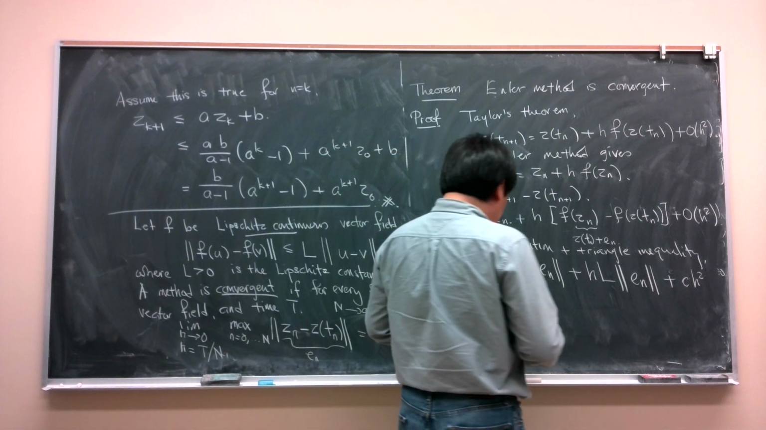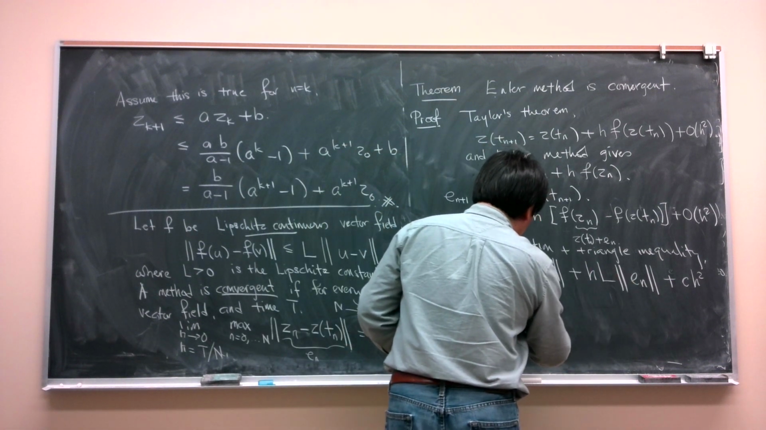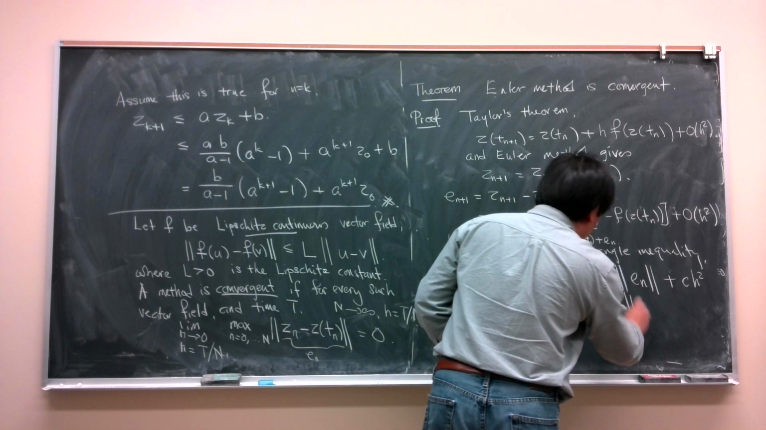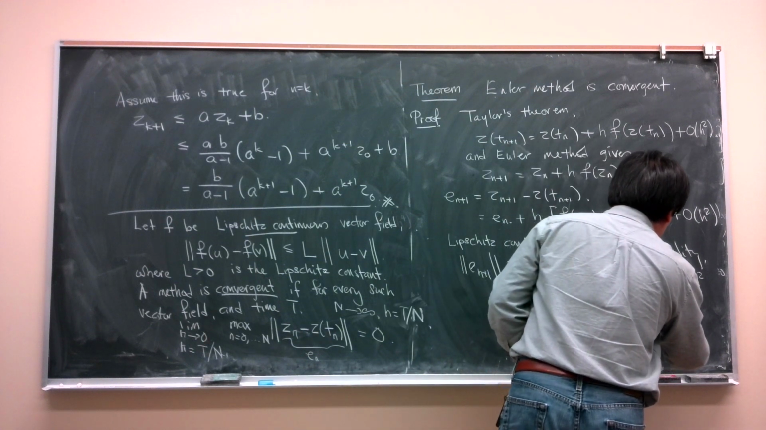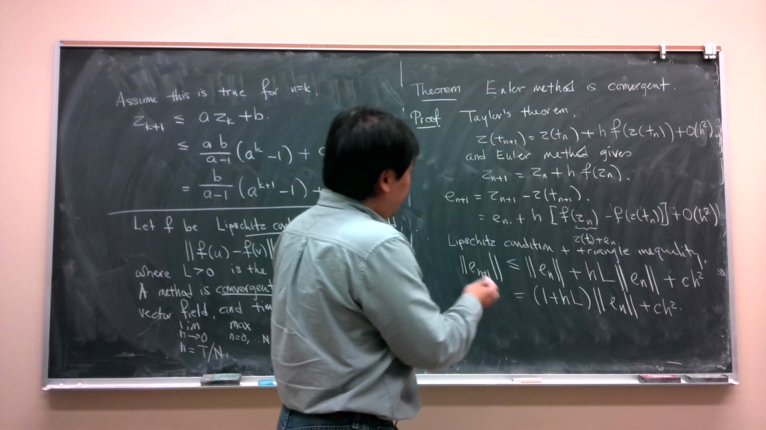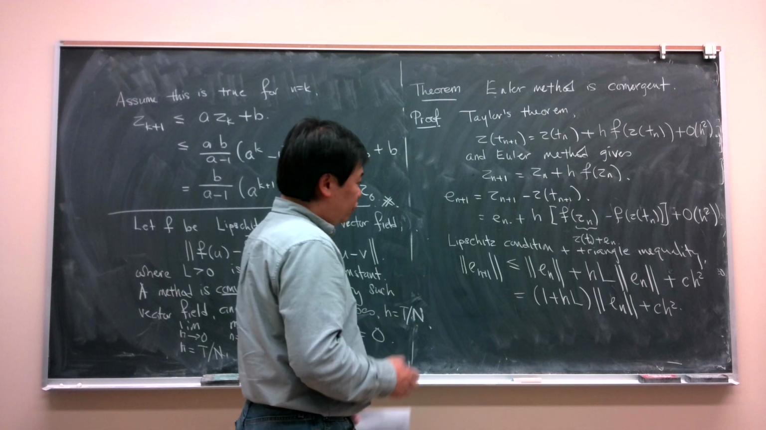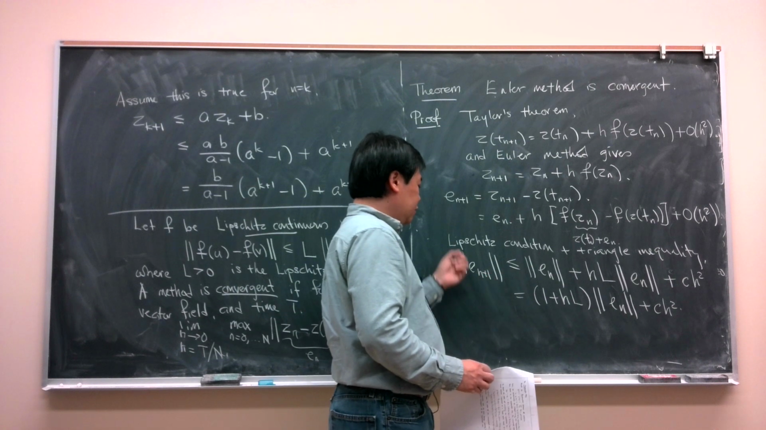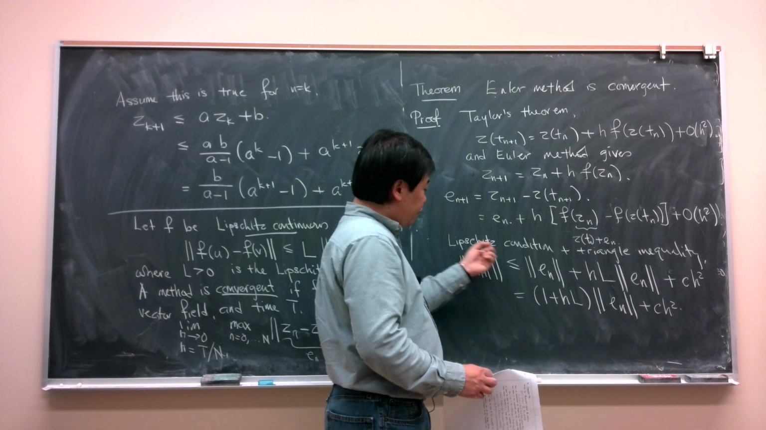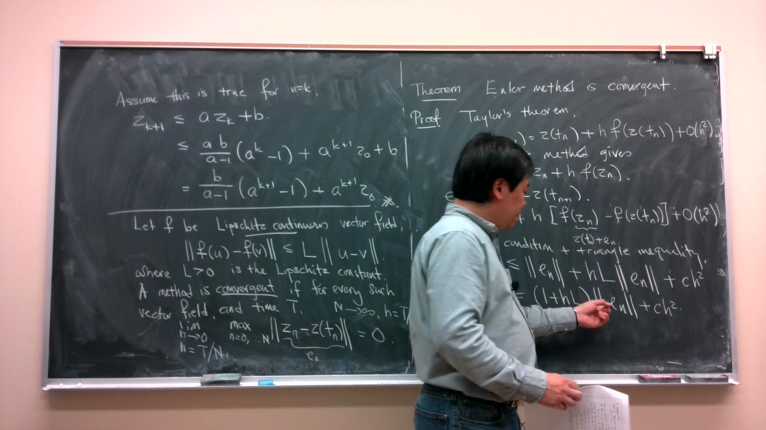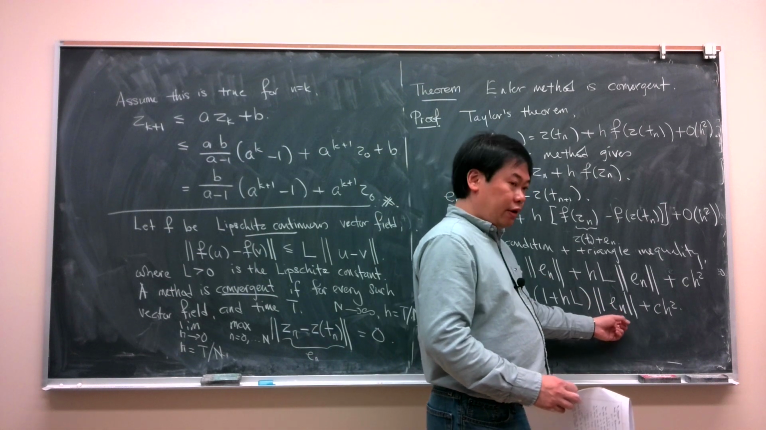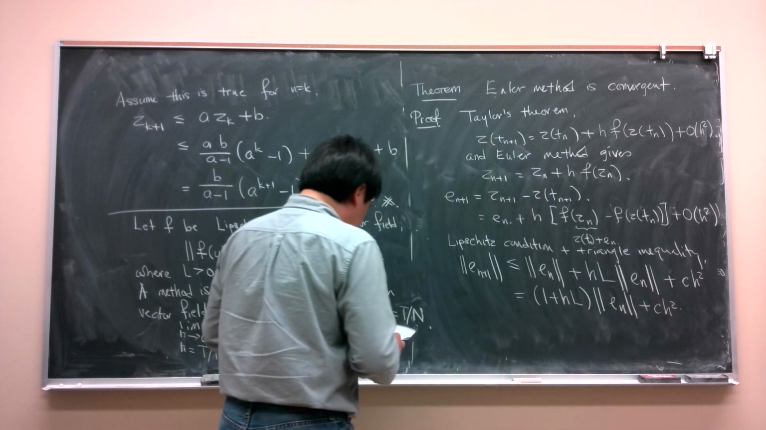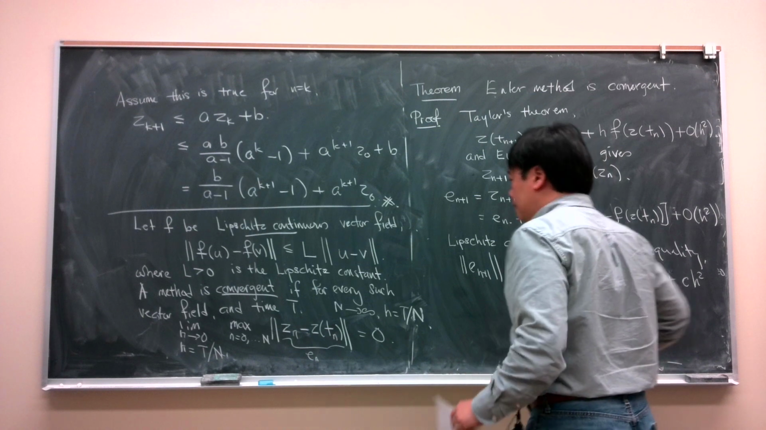So what you end up getting then, I can combine these two terms. This is equal to (1 plus hL) times the error at the nth stage, plus C h squared. All right, so now we're exactly in the form which we want. This is the form which we had in the discrete Gronwall lemma: the global error at the new time is equal to some multiple of the global error at the previous time plus some constant term. Okay, so now you can apply the discrete Gronwall inequality.